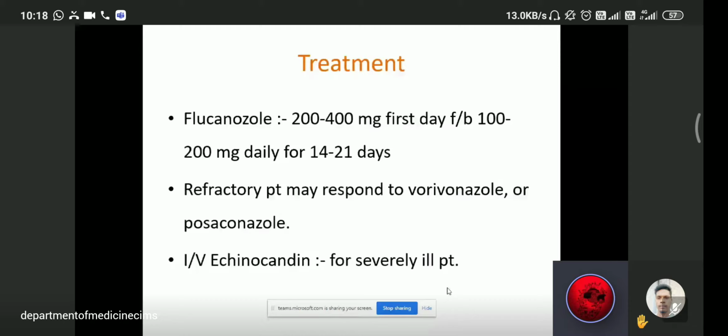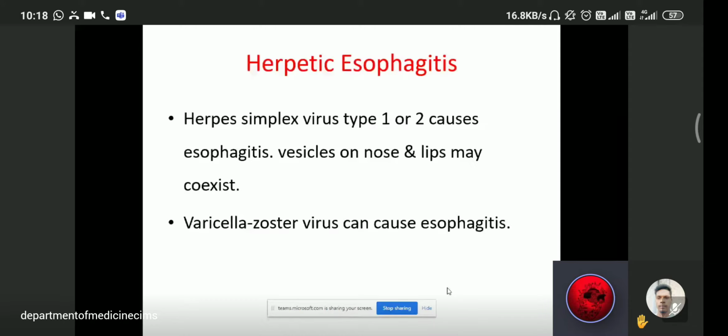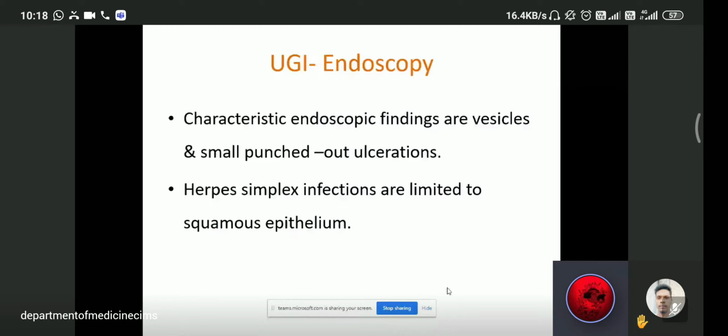The next group is herpetic esophagitis, that is herpes simplex virus type 1 and type 2 esophagitis. Vesicles on the nose and lips may also coexist with herpes esophagitis. Varicella zoster virus is also a cause of infectious esophagitis. On upper GI endoscopy, a typical finding of vesicles and small punched-out ulceration is the commonest finding. Herpes simplex infection is particularly limited to squamous epithelium. Atypical ulceration is also seen, similar to skin disease.